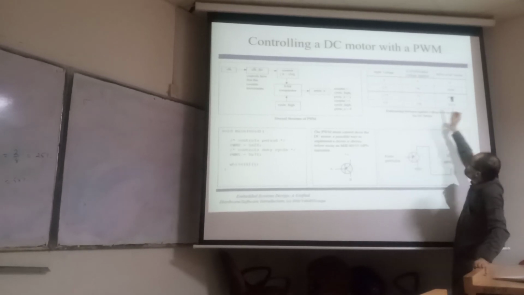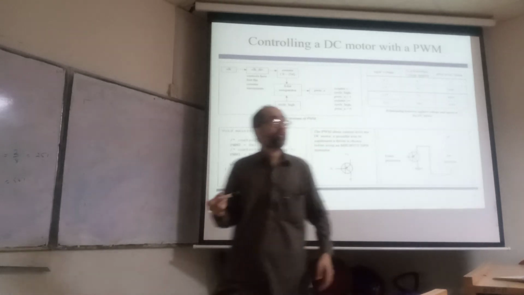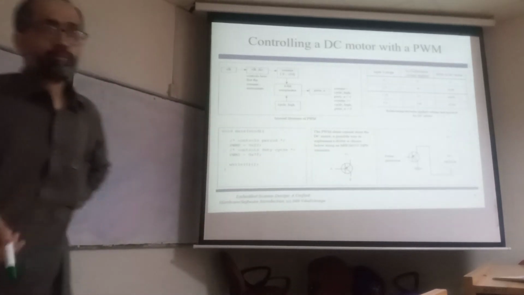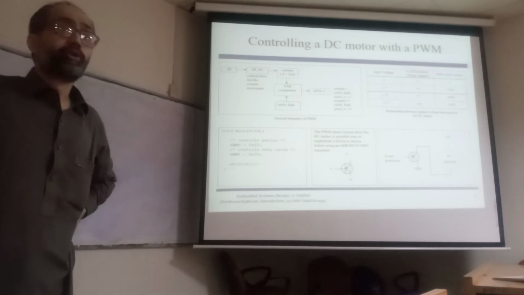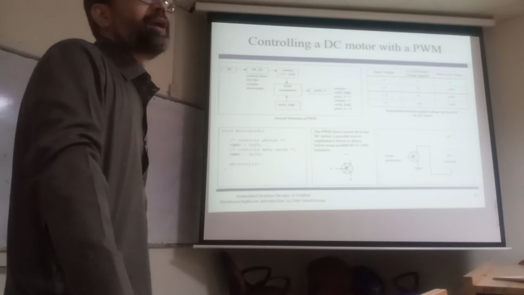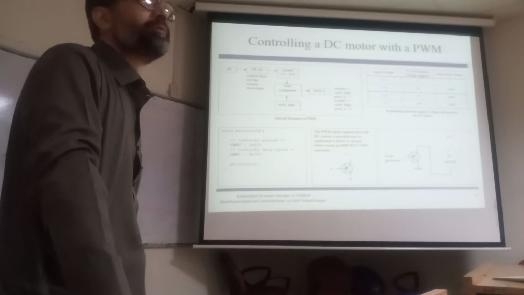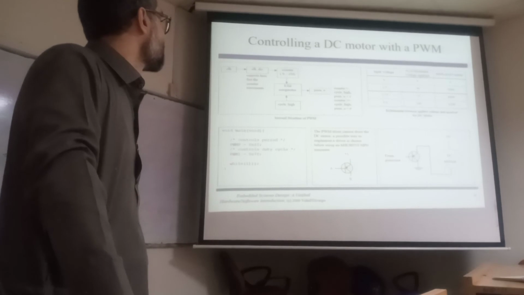Okay, now we can control the RPM. What is RPM? Speed. Revolutions per minute. So the speed of the motor, this is the controller. If we have a very high duty cycle, the motor will run at the highest speed. And if we decrease the duty cycle, the motor will run at a lower speed. What's the advantage of this mechanism?